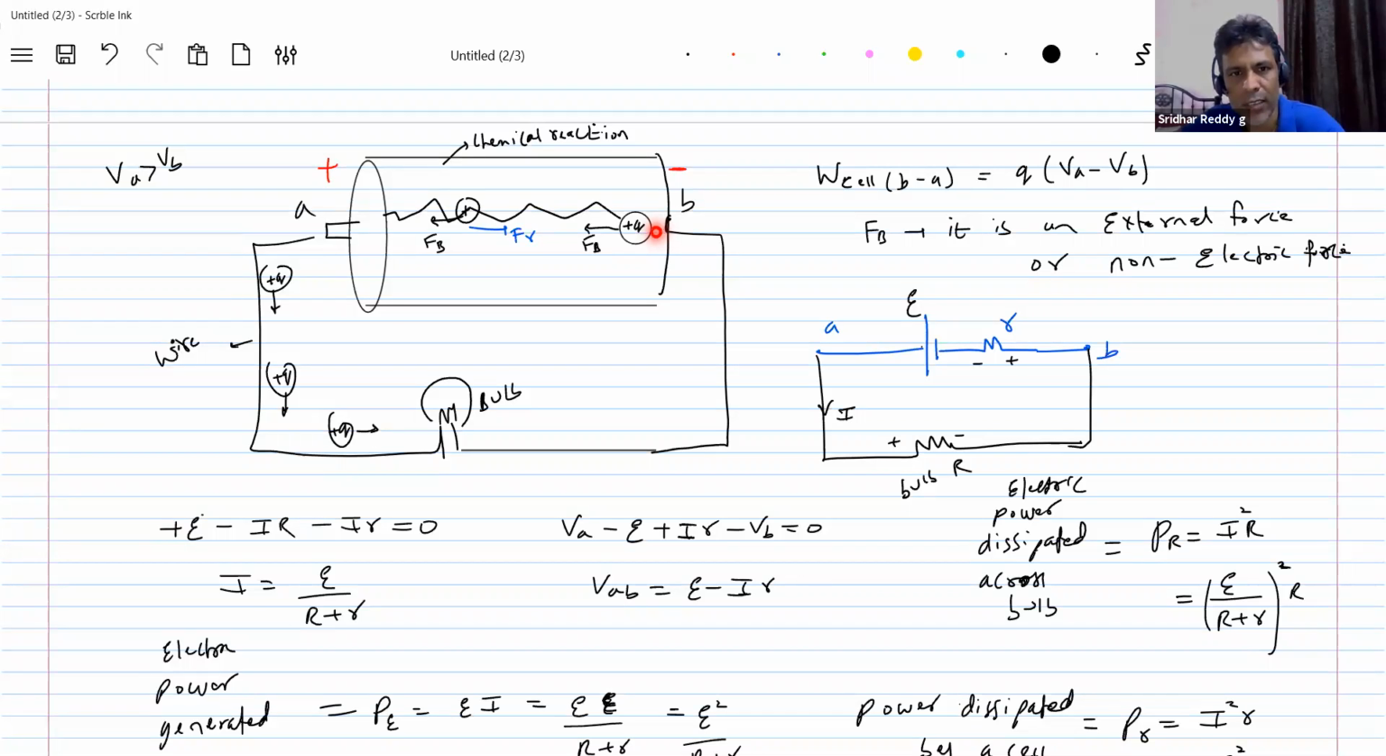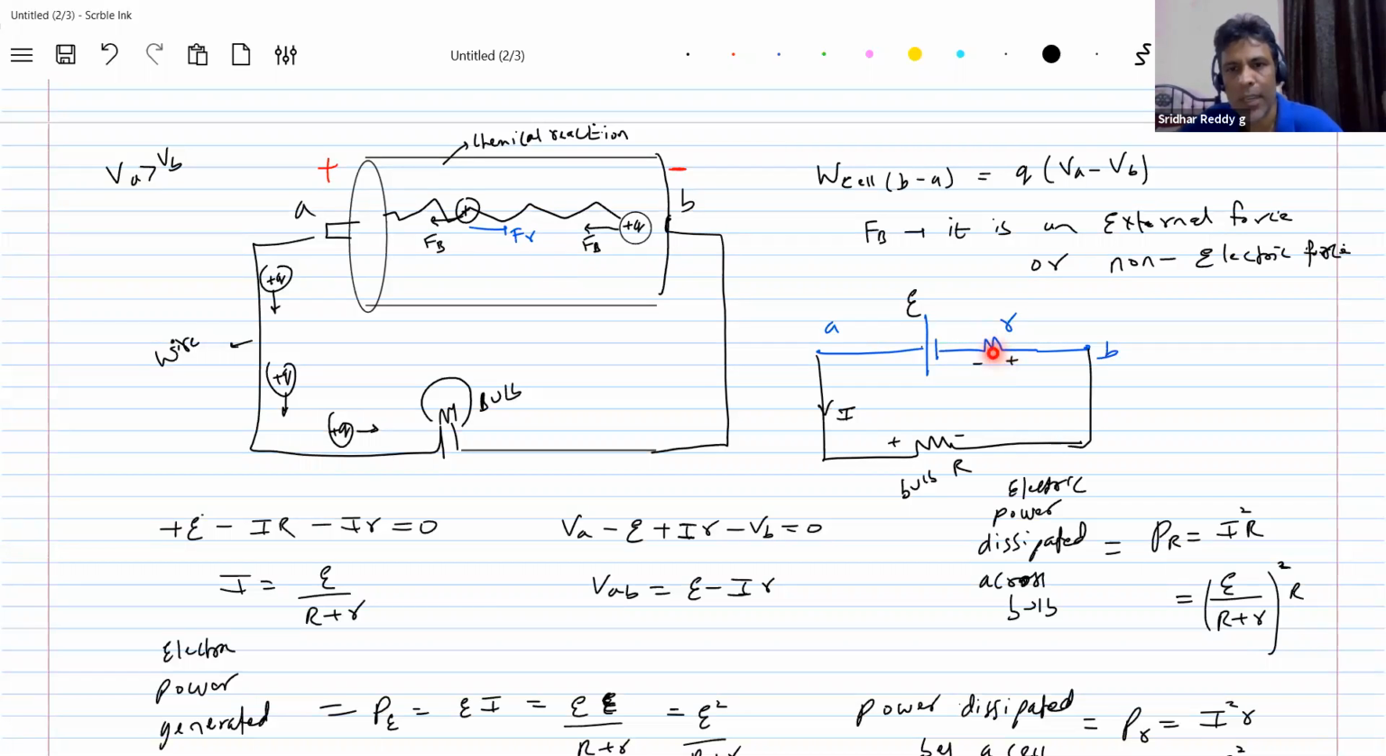During its flow inside the material, the resistance of the material will exert a force. It will oppose the motion of charge. So the resistance of the material will oppose the flow of charge across the cell. So therefore that is called an internal resistance. And it will oppose the flow of charge. So therefore that R is brought here, this one.